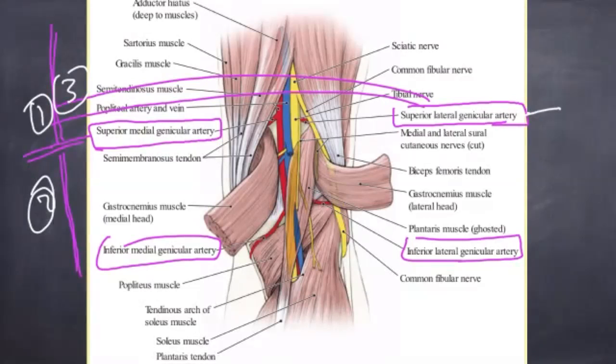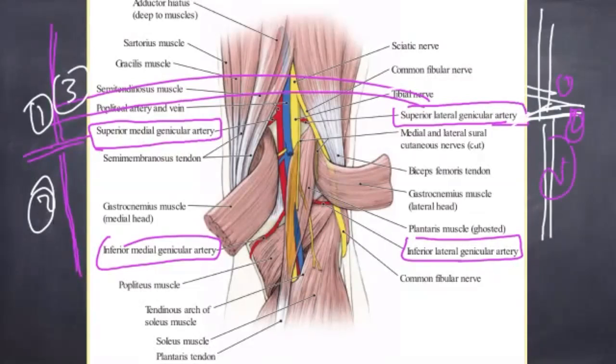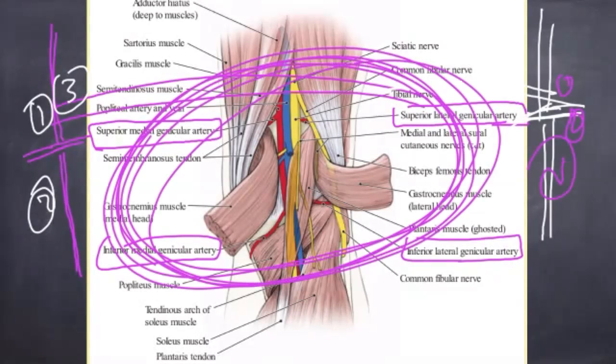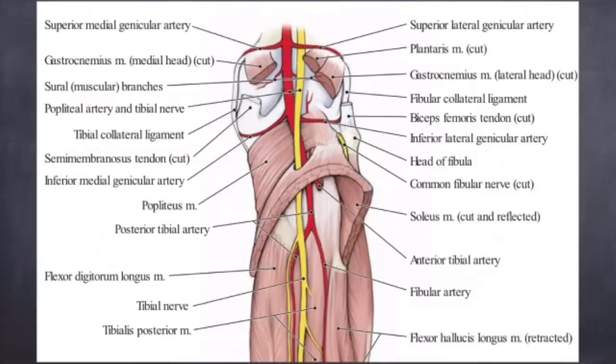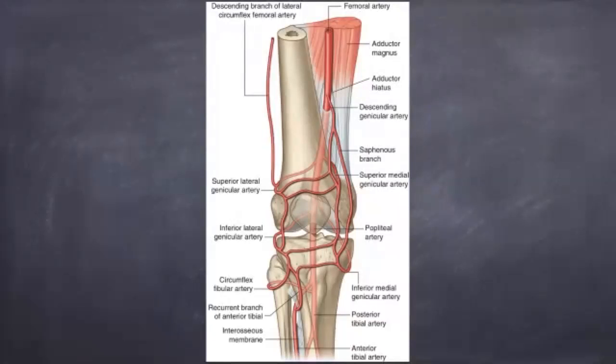Whereas this superior lateral genicular artery anastomoses with the descending genicular branch of the lateral circumflex femoral artery, the inferior genicular artery and the superior medial genicular artery, right? So 1 2 3 like that. So that means they are forming a ring around the knee joint, back of the knee joint and front of the knee joint, okay. You see, this is the ring forming, right? This is the anastomosis.